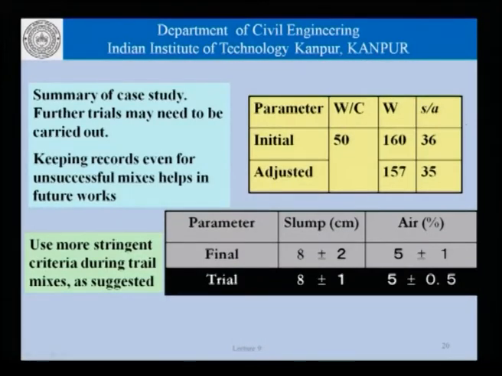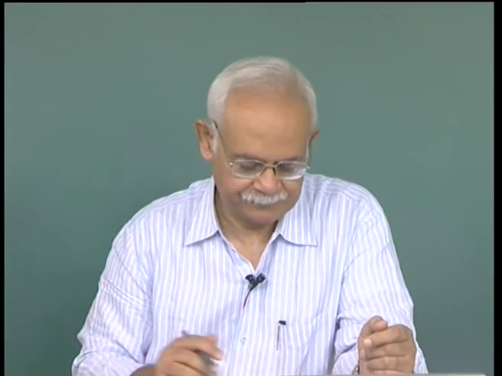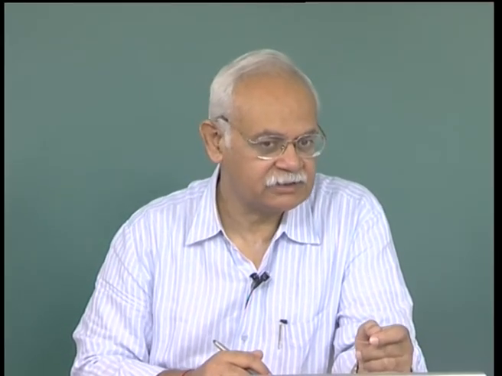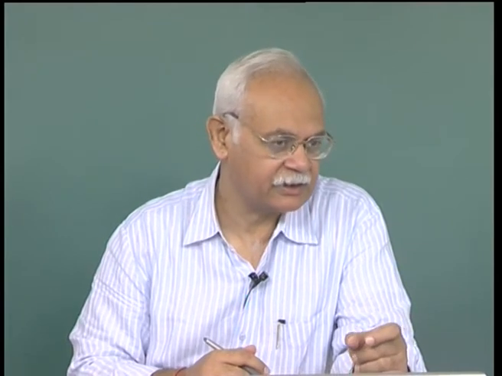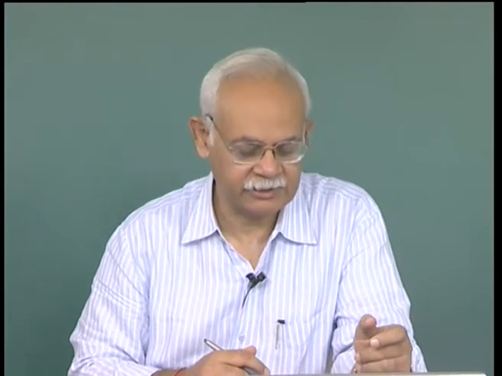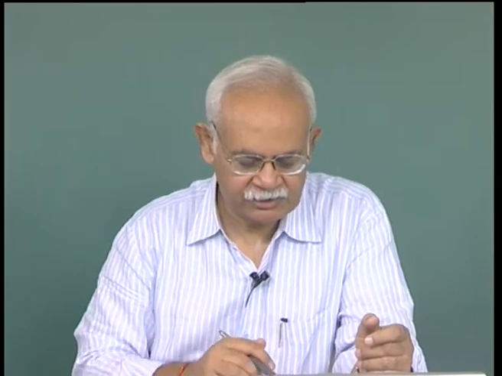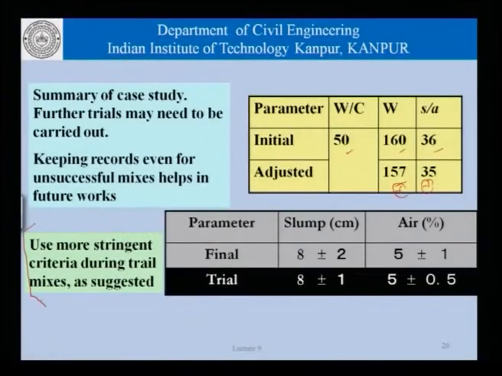If we go to this example, what we have done is, with this water cement ratio, this is what we had initially, this is what we had finally, and we hope that we got the right results. What we need to do to ensure that the mix is robust and is able to withstand the minor variations that are likely to occur at site is use more stringent criteria during trial mixes.